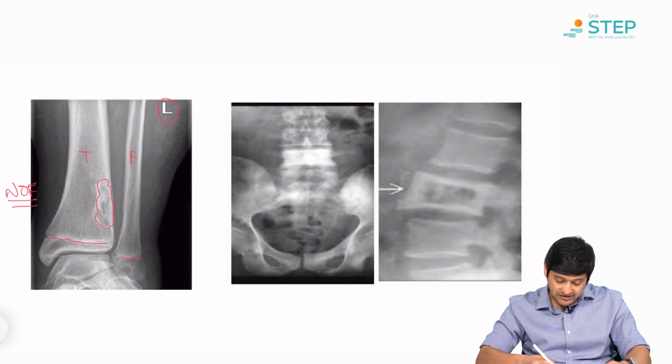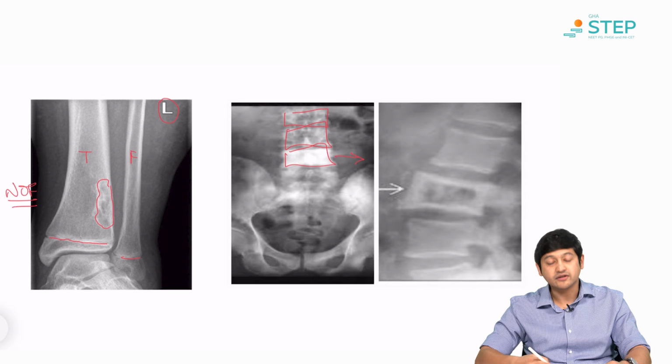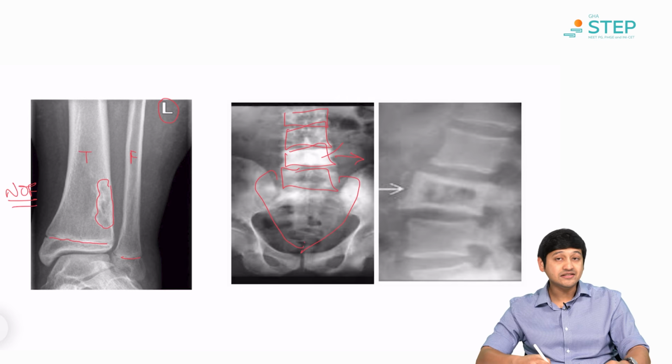Here you see the lumbar spine, where you see the vertebral bodies, and you notice that one of these vertebral bodies is much denser than the ones above and below it. Sacrum over here. So this vertebra is much more dense.